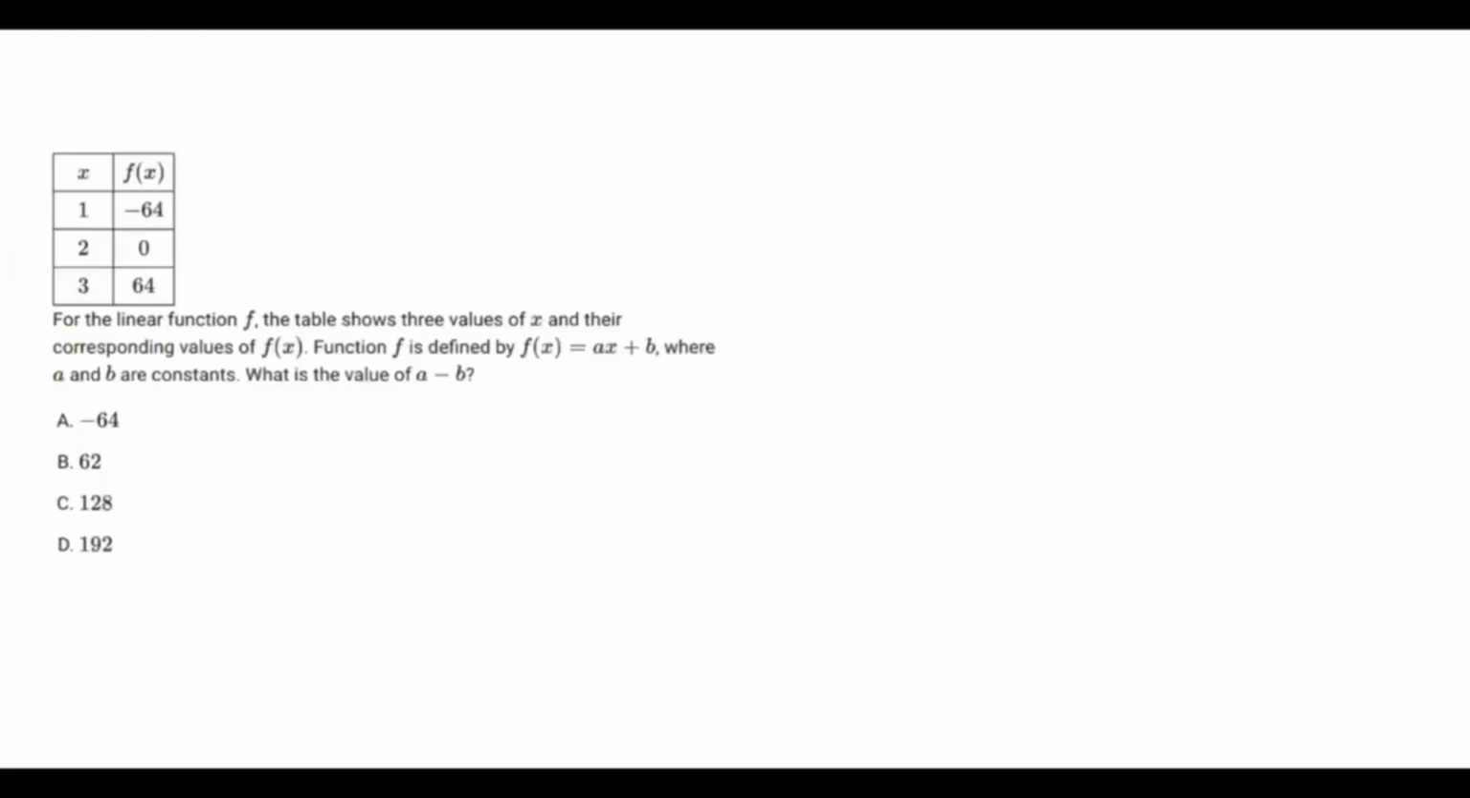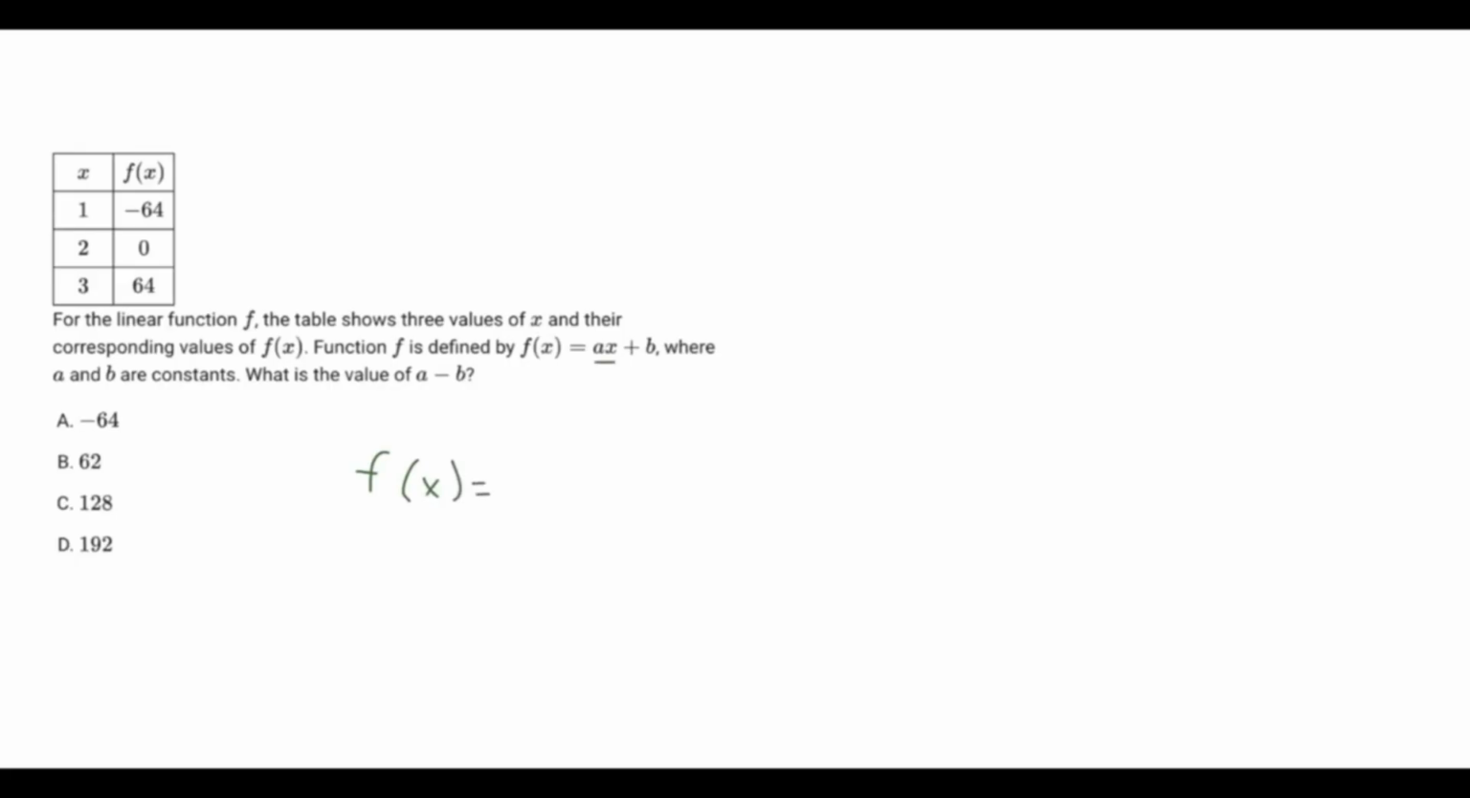As for the linear function f, the table shows 3 values of x and their corresponding values of f of x. Function f is defined by f of x equals ax plus b, where a and b are constants. What is the value of a minus b? All right, so they give us 3 values of x. And so what we can do is actually make the function, right? Let's plot it out. So we have f of x, and so now we have to find out what the slope is. That's what the a represents because it's right in front of the x.